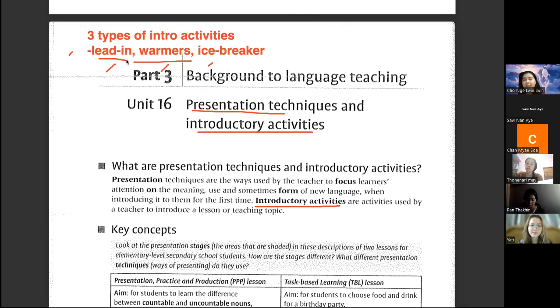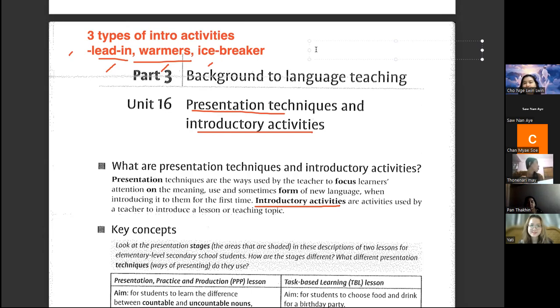So now, leading activity. I will give you the target language item. That one is present continuous. Before you teach present continuous, what type of leading activity are you going to do? I can ask, what are you doing now? Okay, so what are you doing now? They just look at their friends and they can talk about it. It's related to today's target lesson, but we are not teaching yet. We just want them to be energized with today's topic. So there are 3 types of introductory activities: lead-in, warmers, and also icebreakers.